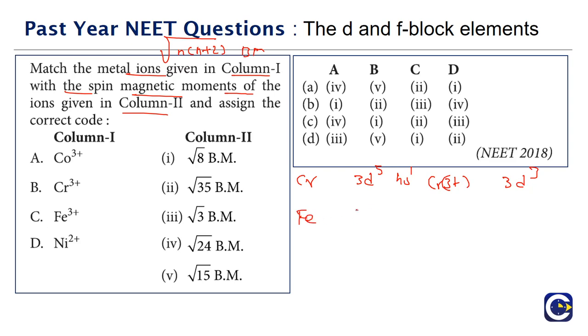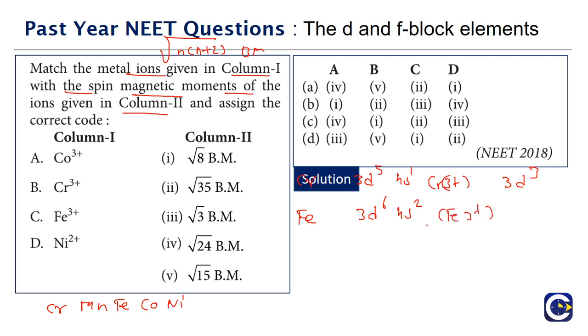Then we have iron. Iron is what? 3d6 4s2. I am going by the order. What is the order? The order is chromium, manganese, iron, cobalt, nickel. Okay, so iron is 3d6 4s2. Here we have Fe3+, means we have to remove 3 electrons. 2 will be removed from here, 1 will be removed from here, means 3d5, that is Fe3+.